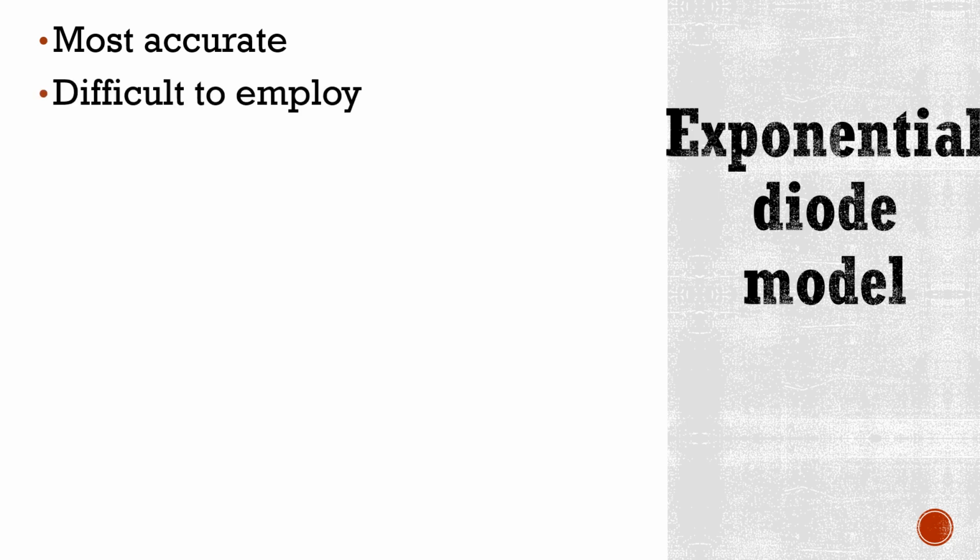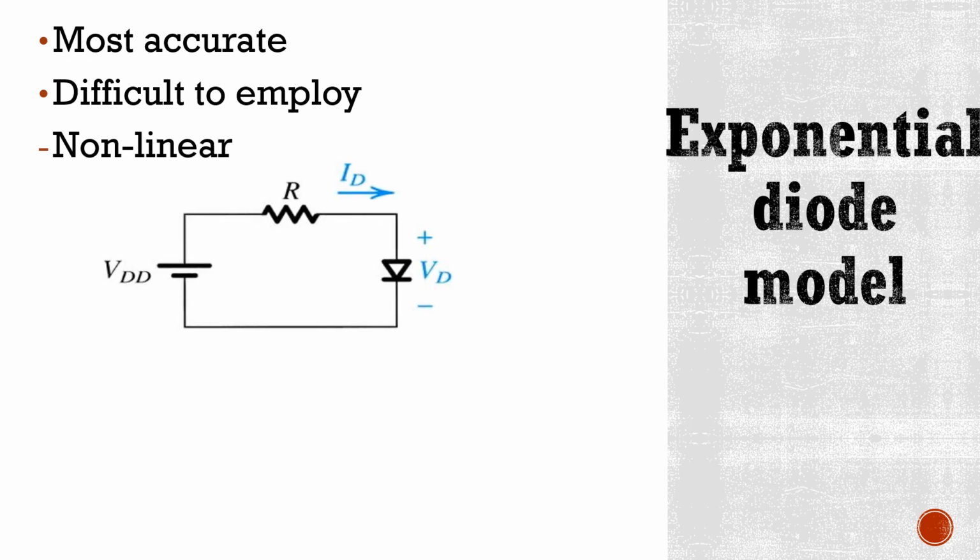First, we will consider exponential diode model. This model is the most accurate description of the diode operation in the forward region, but it is most difficult to employ in circuit analysis. Why? Because of its nonlinear nature. Now, let's analyze this circuit using the exponential diode model. Assume that this VDD is greater than 0.5 volts or so. Now here this 0.5 volts is cut-in voltage.